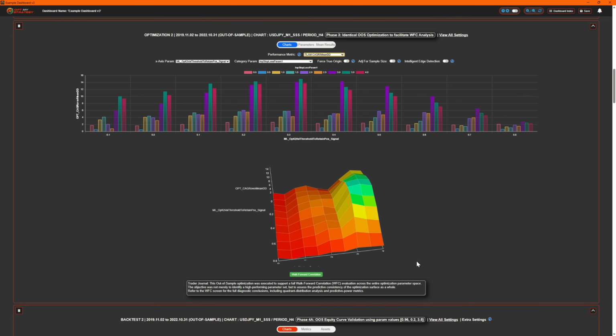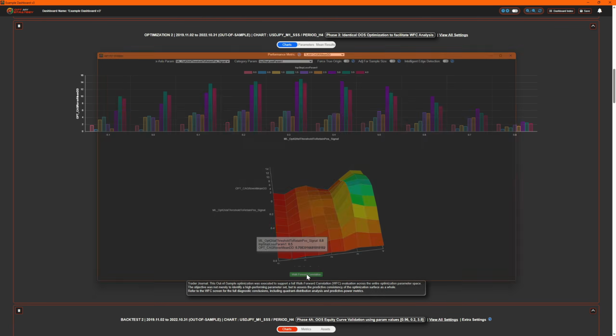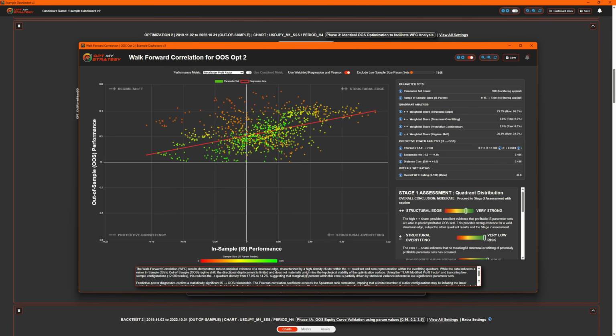In OMS, you now have access to something far more powerful: walk-forward correlation, or WFC. This is a professional-grade diagnostic that evaluates the entire optimization surface, not just one cherry-picked point. It tells you whether your strategy has genuine, persistent, forward-looking edge.